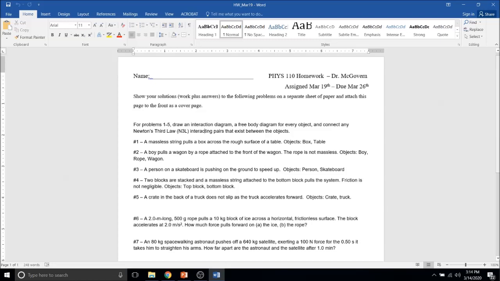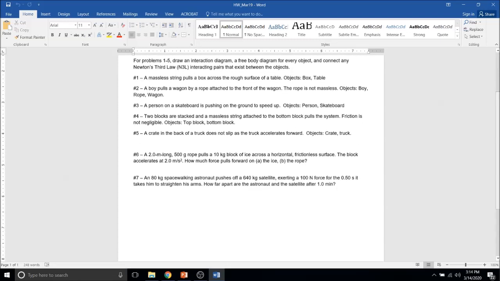But if you notice for problems 1 to 5, interaction diagrams, free body diagrams, connect through Newton's third law, interact in pairs. I was very clear about what objects you have to do here. So 2 objects here. Number 2 has 3 objects, then 2 objects, then 2 objects. So interaction diagram, free body diagram for every object, connect Newton's third law interact in pairs. There's no numbers on any of those problems, so you're just drawing out those diagrams.